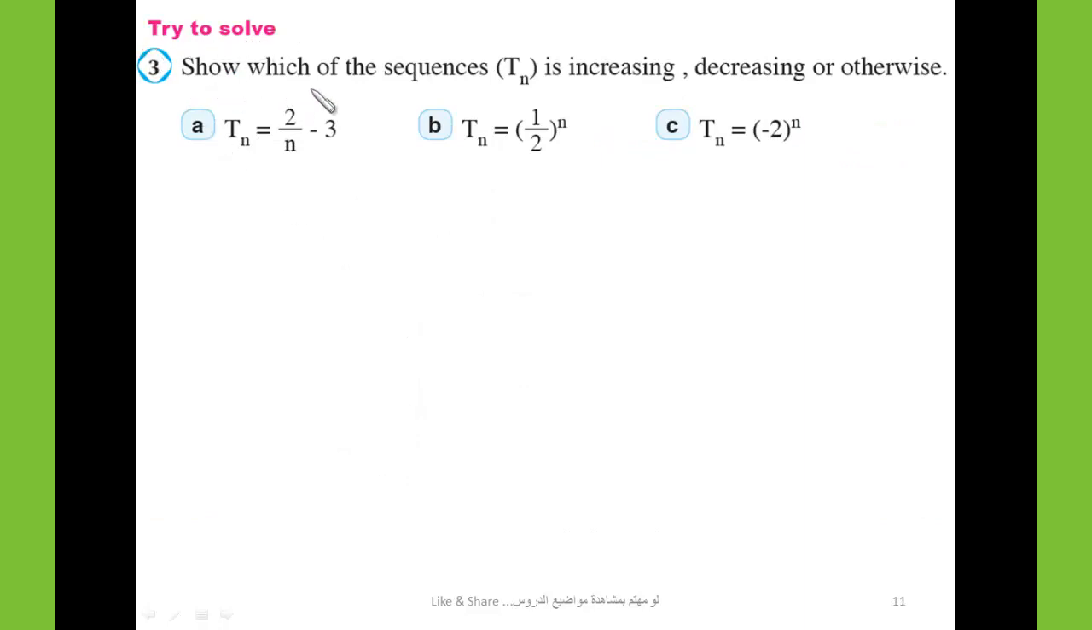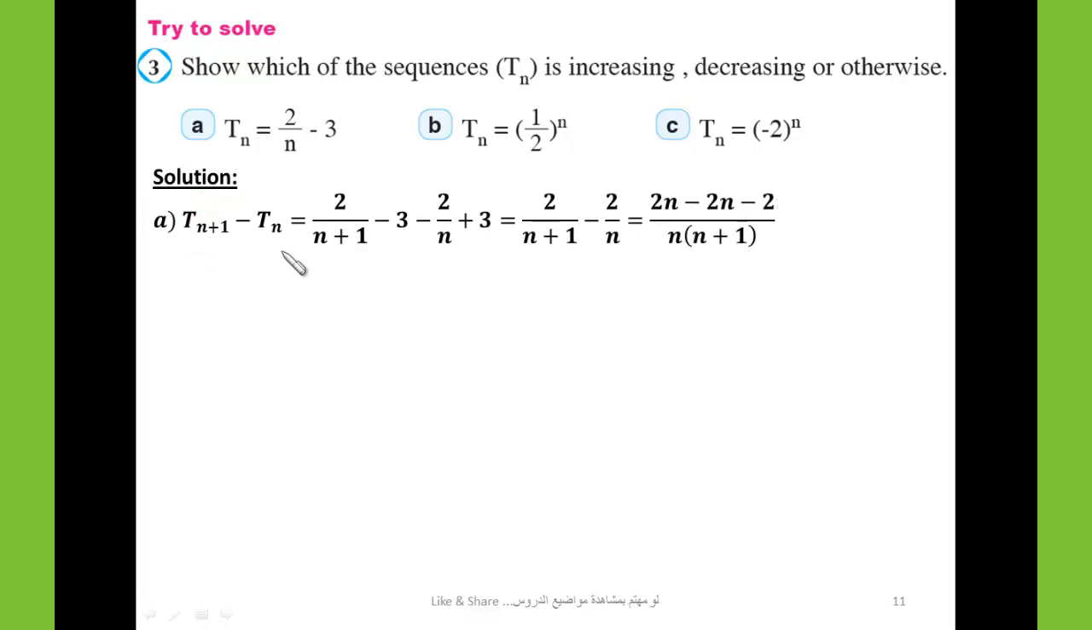Try to solve 3. Show which of the sequences Tn is increasing, decreasing, or otherwise. A, B, C, the same steps. Solution. With respect to A, we calculate Tn plus 1 minus Tn. Tn plus 1 will be 2 over n plus 1 minus 3, minus Tn. And you calculate it, you will get 2n minus 2n minus 2 over n multiplied by n plus 1. Now you can cancel 2n minus 2n equals 0. So the result will be negative 2 over n multiplied by n plus 1.